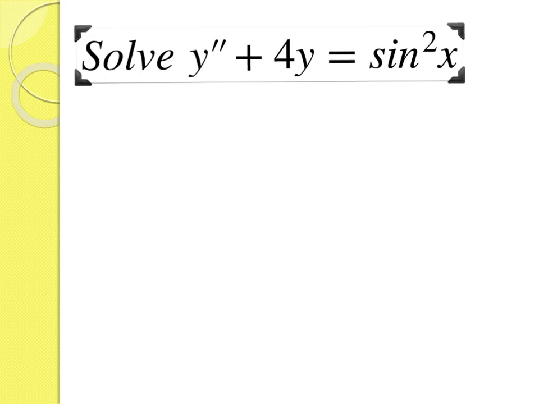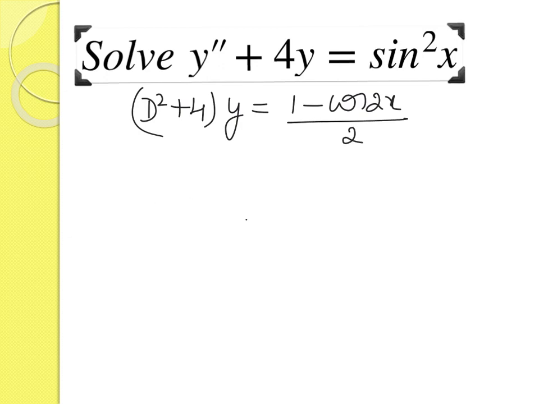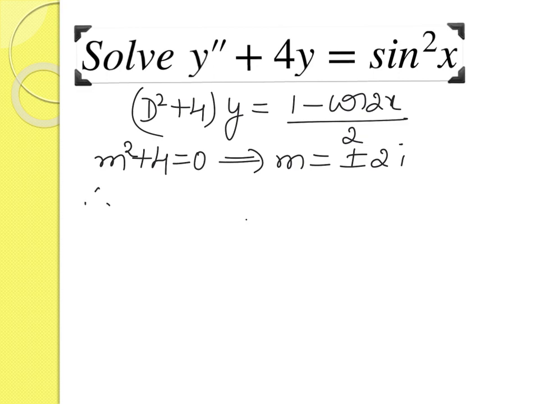First, anyhow, we solve for the complementary function. So let us solve the given problem by writing the symbolic form (D square plus 4) y equal to sin square x, which can be written as (1 minus cos 2x) divided by 2. The auxiliary equation is m square plus 4 equal to 0. From this you come to know m is plus or minus 2i. Therefore, the yc part is c1 cos 2x plus c2 sin 2x.